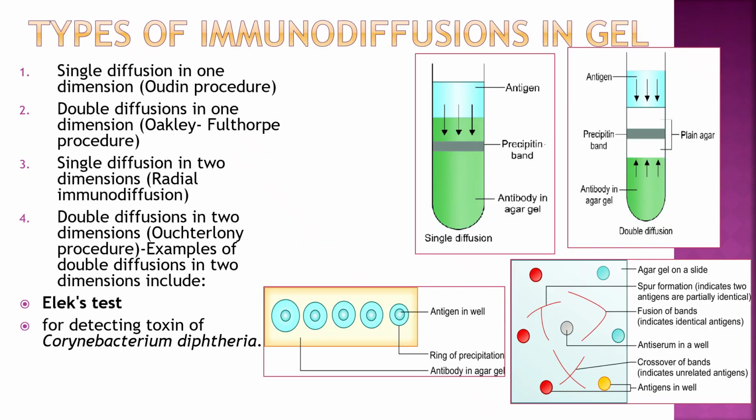Types of immunodiffusion in gel. So first is single diffusion in one dimension, Oudin procedure. Double diffusion in one dimension, or Oakley-Fulthorpe procedure. Single diffusion in two dimensions, radial immunodiffusion. Double diffusion in two dimensions, Ouchterlony procedure. Example of the last, this is Elek's test detecting toxin of Corynebacterium diphtheriae.